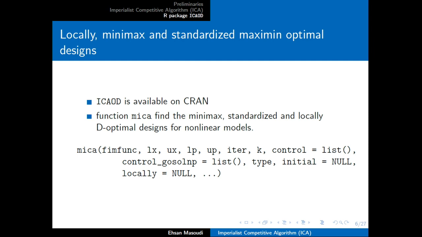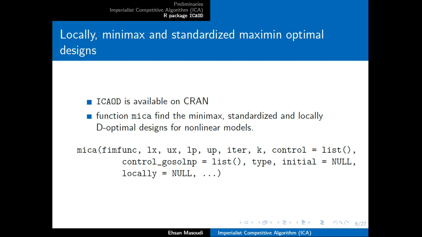And this is the lower bound and upper bound of the parameters, the maximum number of iterations, the number of design points. Usually we start with, for example, the minimal number of support points, and then we increase it by 1, and then we check the general equivalence theorem to see which one is the optimal one.